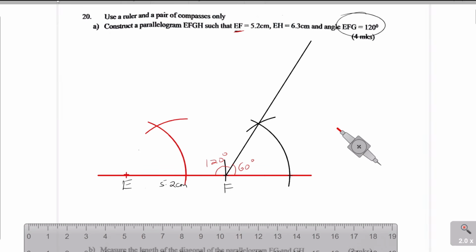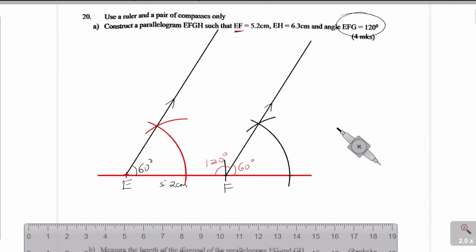If you join the point E to the point of intersection of those arcs, that will be 60 degrees. You can see this angle here must be corresponding with this one, because this is a transversal. In a parallelogram, if this angle is 60, this one must be 60. It must be corresponding, because these are pairs of parallel lines, and this one is acting as a transversal.